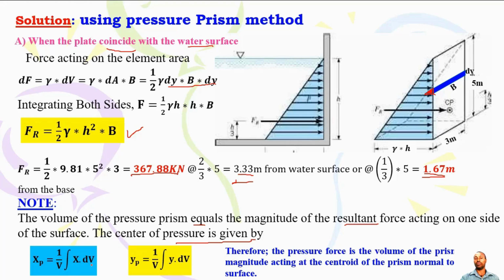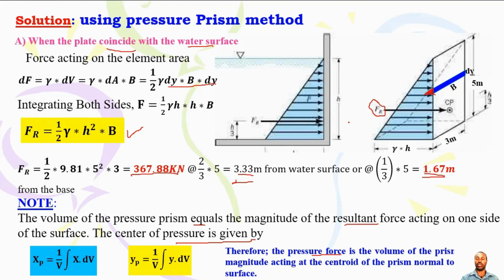Integrate X dV, then you can find X_P. And Y_P is 1 over V, integrate Y dV. So X is going from where to where, and Y you can just integrate. Therefore, the pressure force is the volume of the prism in magnitude, acting at the centroid of the prism, normal to the surface. So normal to the surface, which is F_R.